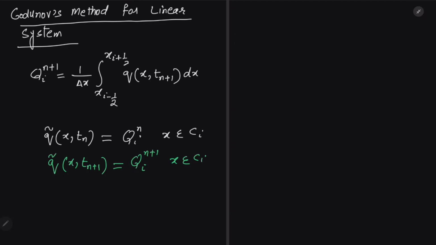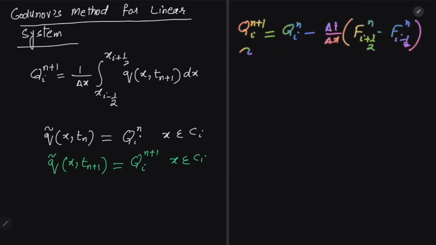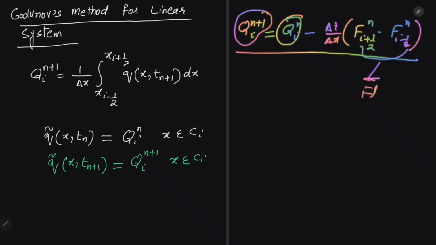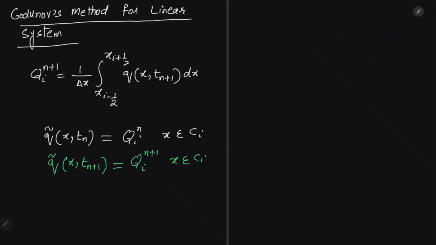Now the question is, what will be the numerical flux in that? Remember that in the numerical method, we have Q_i^{n+1} equals Q_i^n minus delta t by delta x times the fluxes F_{i+1/2}^n minus F_{i-1/2}^n. This numerical method has two components: one is the variable and the other is the fluxes. So how do we write the flux in Godunov's method?